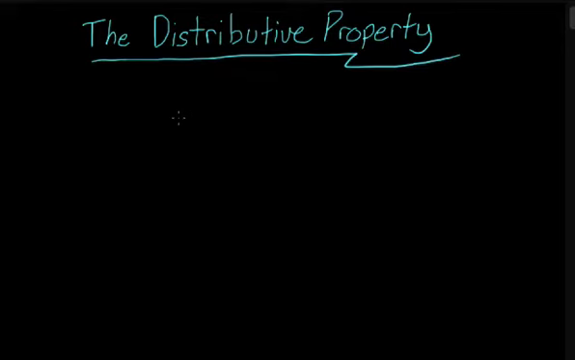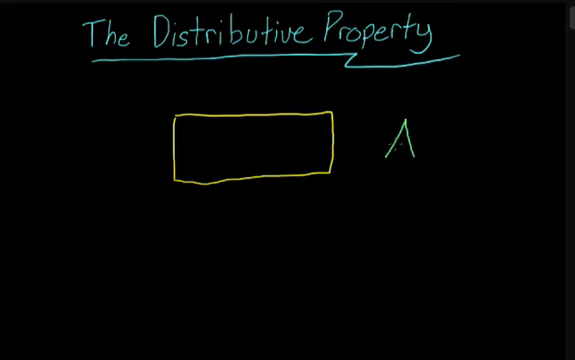So let's explore the distributive property by using what's called the area model, which is a fancy name for just saying we're going to calculate the area of some shape. In this case, it'll be the area of a rectangle. So here's a rectangle, and if you recall your area formula, the area of a rectangle is just the length times the width.